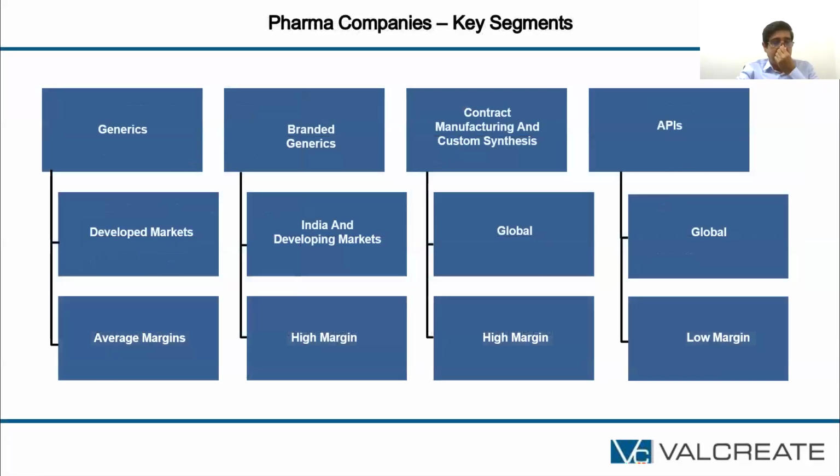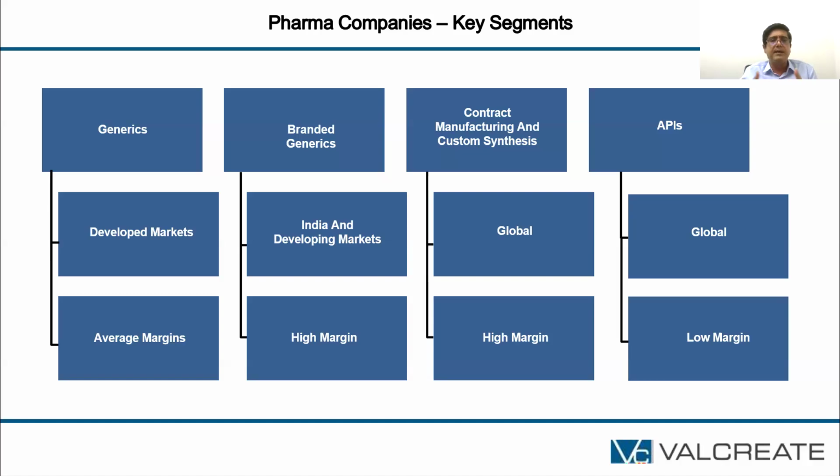What are the segments in pharma? Typically, a pharma sector has 4 segments that Indian companies operate in. One is generics, the other is branded generics, the third is contract manufacturing and custom synthesis, and the fourth is APIs. So generics, what are generics?